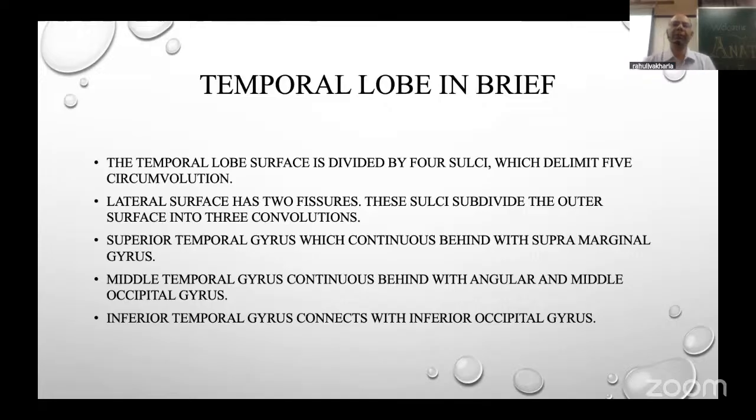Now coming to a brief about the temporal lobe. The temporal lobe is divided into surfaces: there are 2 on the lateral, 2 on the inferior, and 1 on the medial side. I'll show you the images also. Let me show you, that will be better.